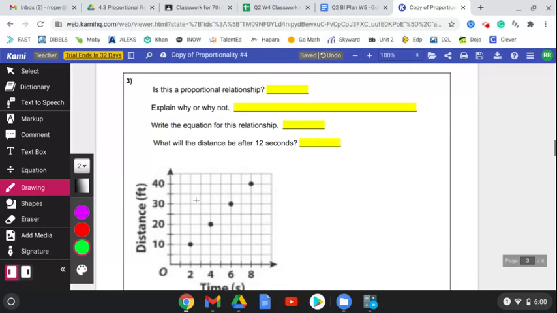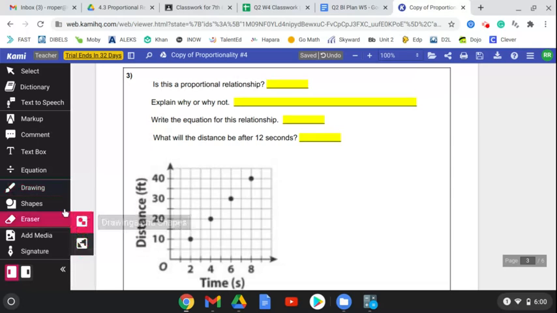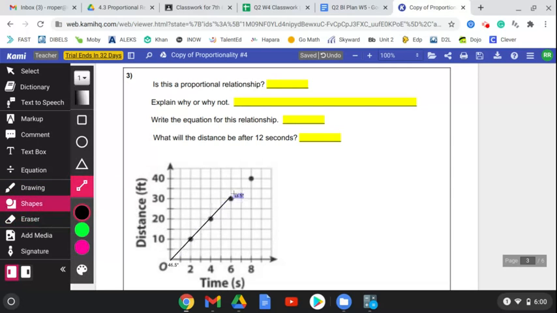Okay, number 3 here. Is this a proportional relationship? If I connect these dots with a straight line, it's a straight line that goes through the origin. So yes, it is a proportional relationship. What is the explanation? It's a straight line that goes through the origin.